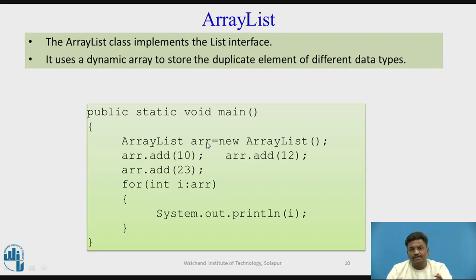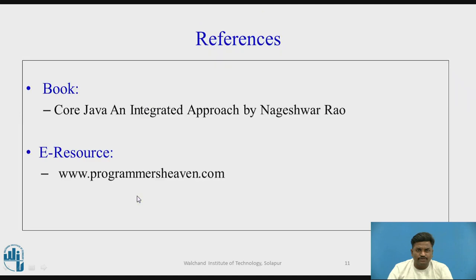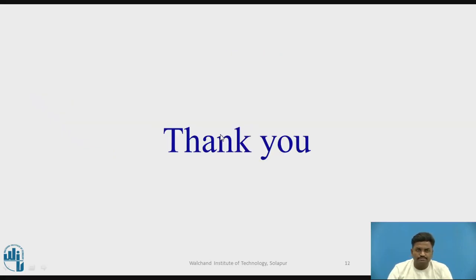And again, we have various display types, like we have Iterator, ListIterator, and Enumeration. We will be seeing all these display methods very soon. That's it for this particular video. In the first video of this series, we have learned about ArrayList, why we are going to use collections, and different types of collections. These are some of the references. Thank you.